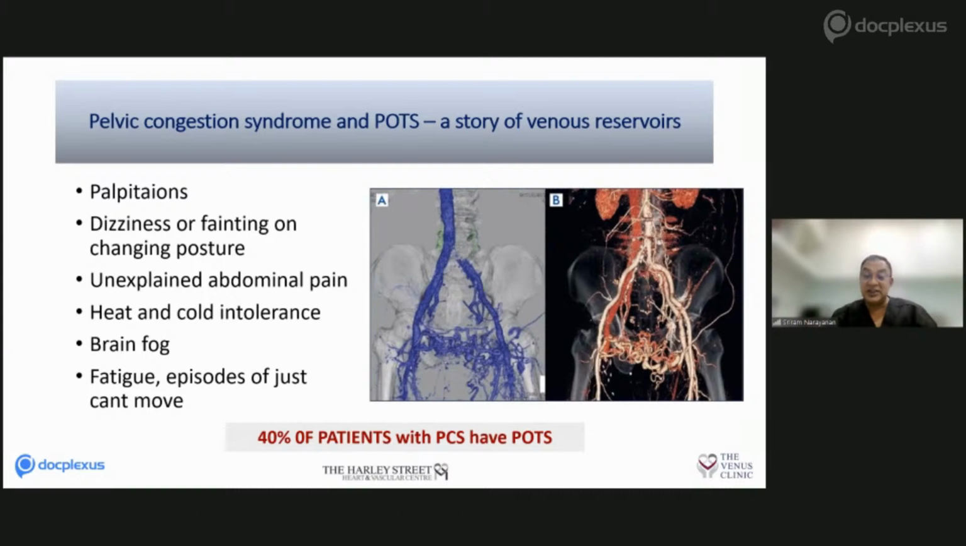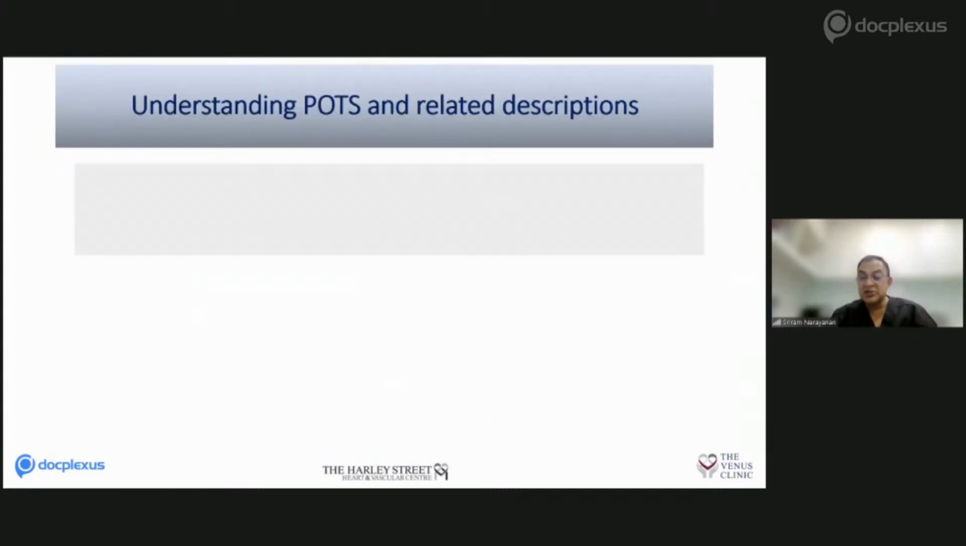And of course, they can get fatigue from a combination of low hemoglobin, from heavy bleeding, and they will typically tell you they have episodes where they just can't move suddenly. And one must understand 40% of patients who have a pelvic venous disorder will have some degree of POTS syndrome symptoms. So one has to understand POTS as well, because that can be the primary presentation.